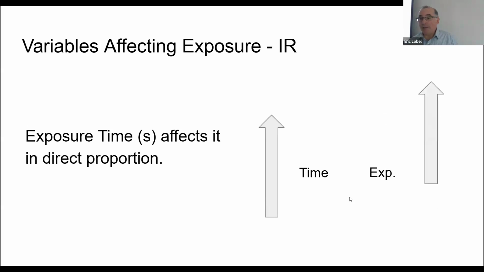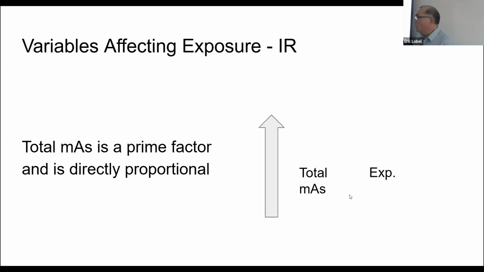And we know that when you combine the MA with the time, which is what we use most often when writing up a technique chart, instead of giving someone exactly what MA to use and exactly what time to use, we give the mAs, right? That allows people to play with the time, for instance, bring the time down if you're worried about motion. Yet when you bring the time down and bring the MA up accordingly, you get the same exposure. Reciprocity law, does that ring a bell? So when mAs goes up, just like MA and time, exposure is going to go up. Again, double the mAs, double the exposure.